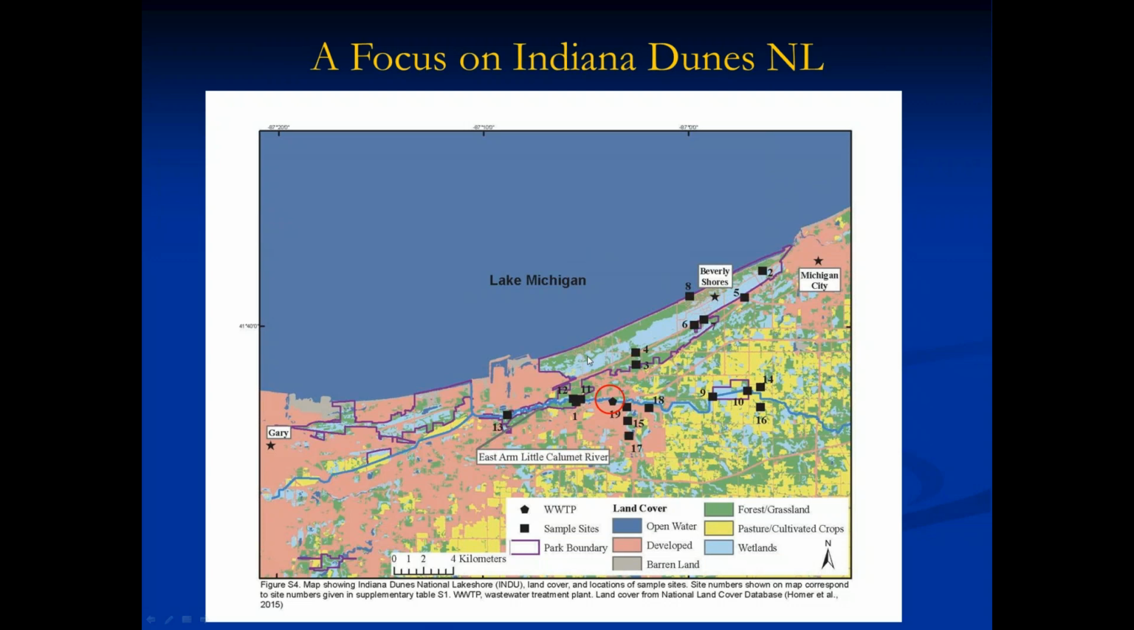One thing to take note of is that the park is sort of an oasis of green in the middle of a highly developed area along the shoreline. These are heavy industry, steel mills here and here. There's Michigan City. And then off to the southeast is a big agricultural area. So the park is sort of this green oasis here. And the sites are both in the agricultural area as well as downstream of the treatment plant and in the more urban area.